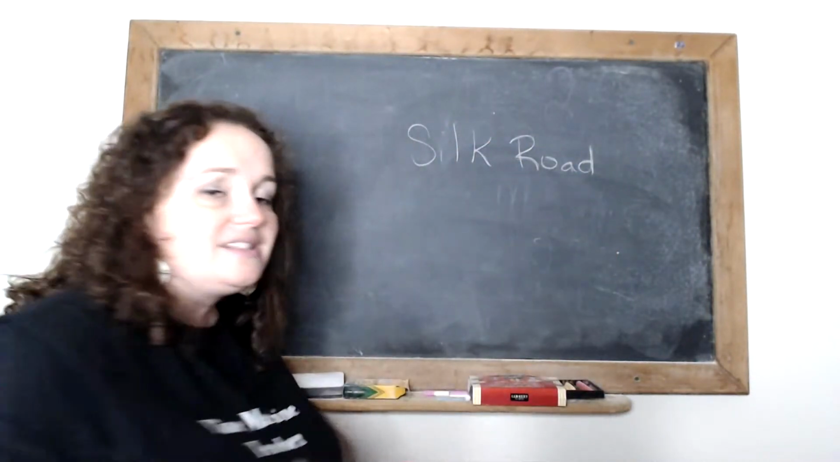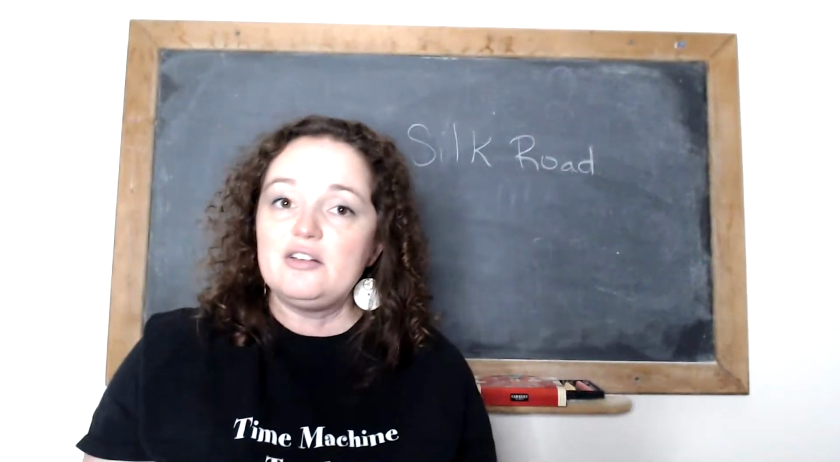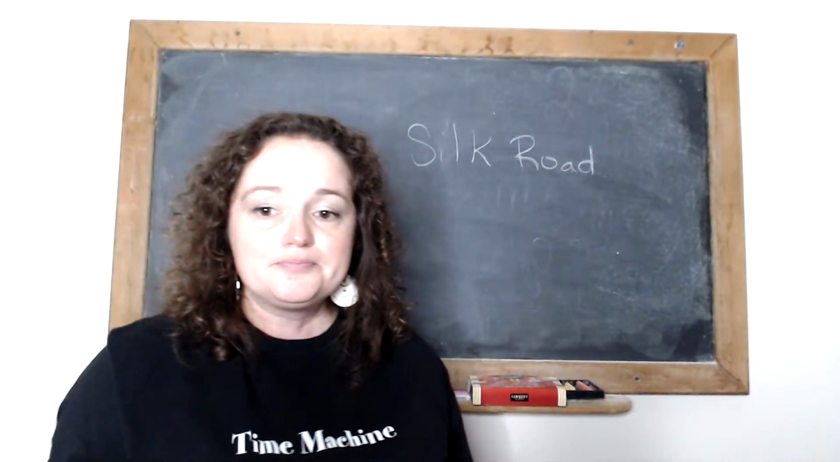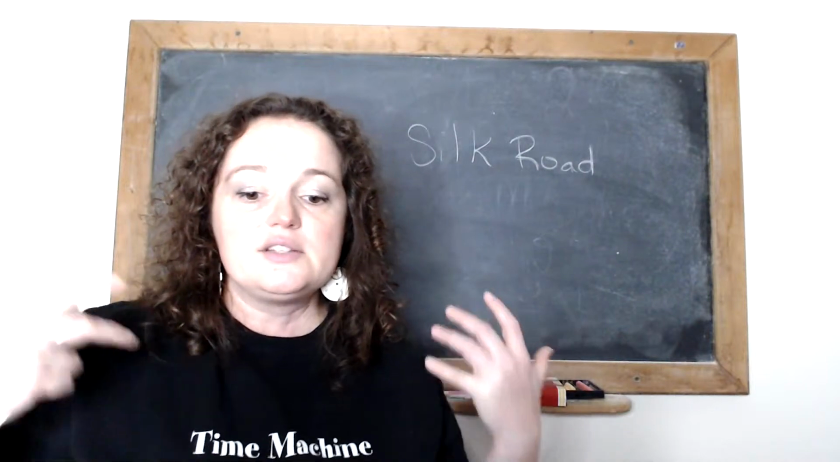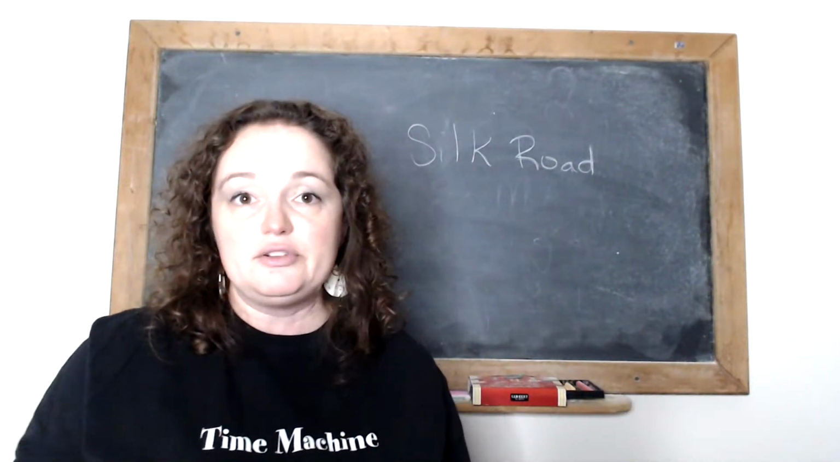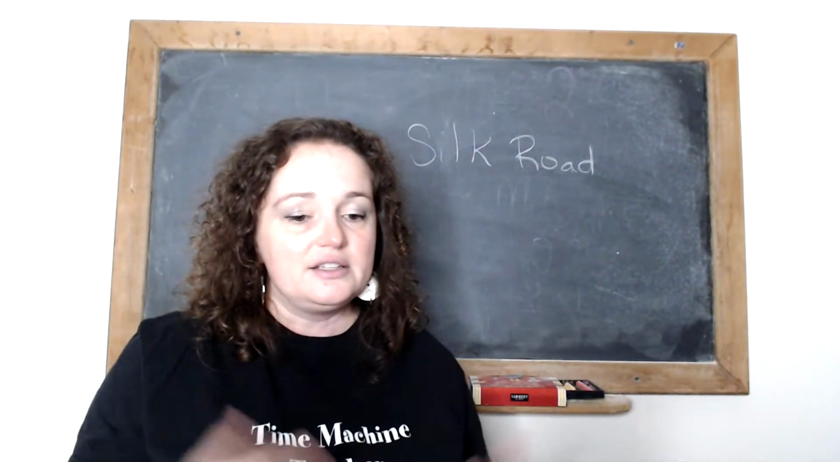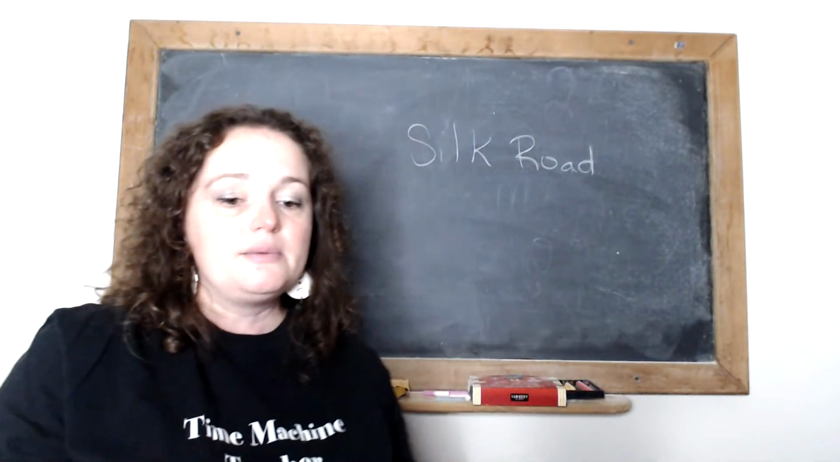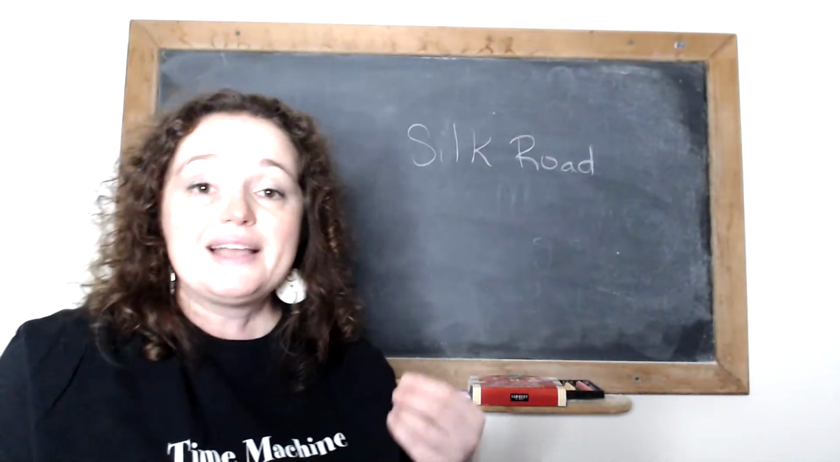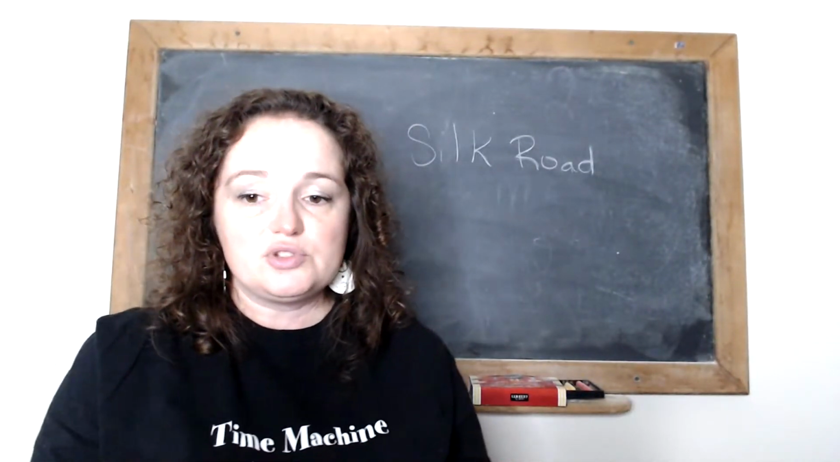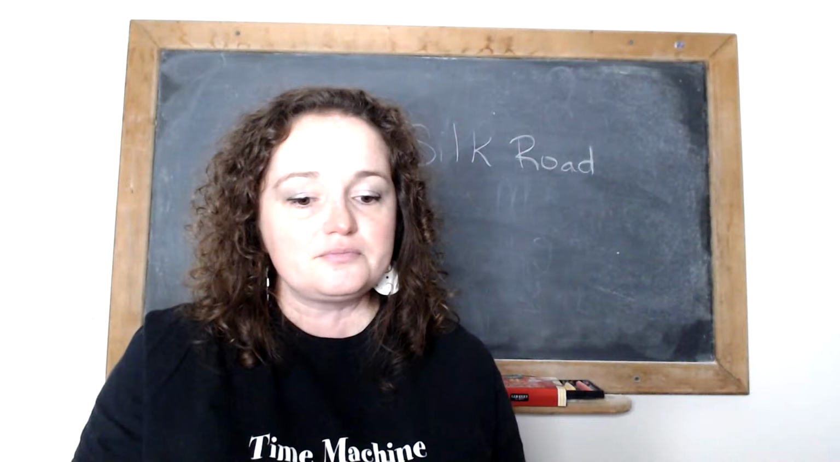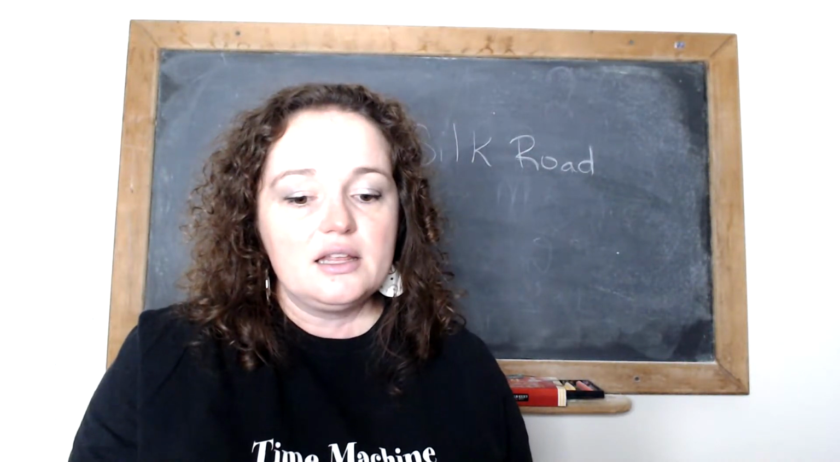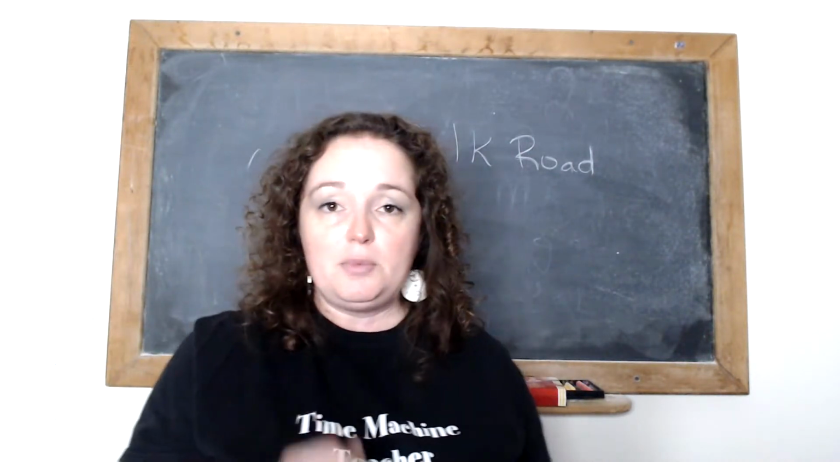But some key points here is the camel saddle makes the Silk Road possible because camels are required to travel through the desert. And so that is one of the big new technologies that makes it possible. Also, the magnetic compass spreads as a result of this. And let's see, cities develop along the Silk Road.